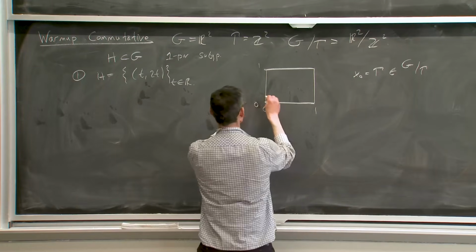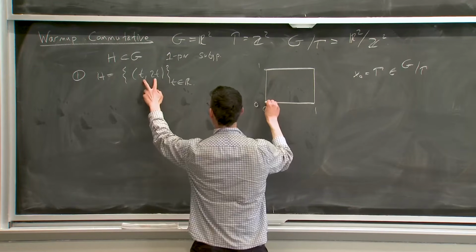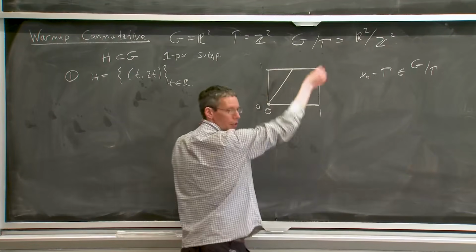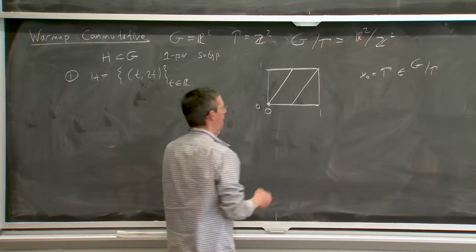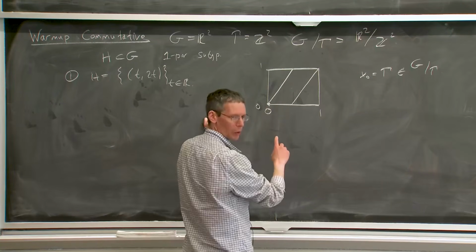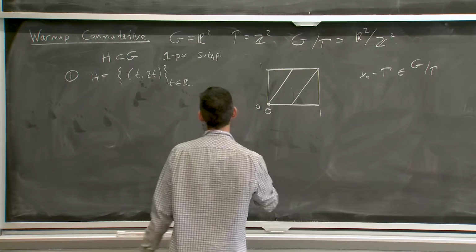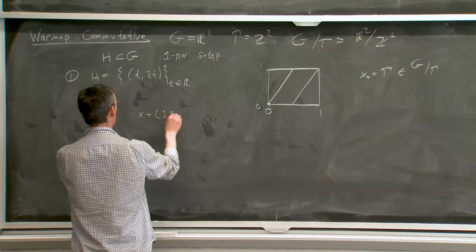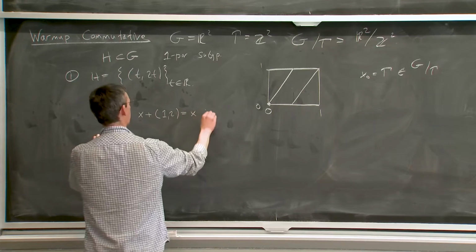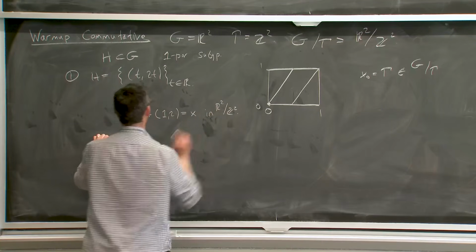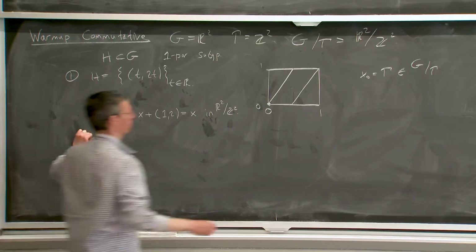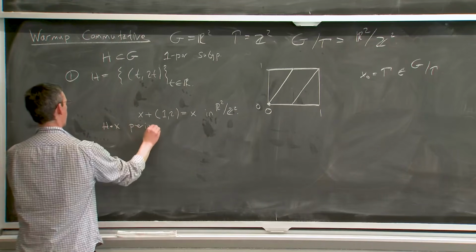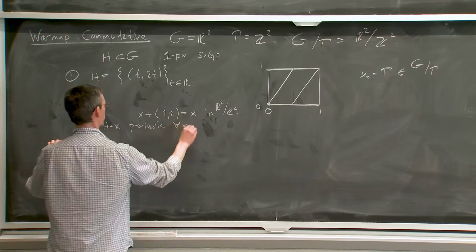OK, so what does the orbit through x_0 look like? Well, it's this line of slope 2. It looks like that. And then it comes back where it started, and it just keeps going like that. Okay. And actually, it's a little harder to draw accurately, but it wouldn't be different if you started at any other point. If you start at any point x, then if I were to add (1, 2), that would be equal to x in R^2 mod Z^2. And so actually, every orbit is periodic. So the conclusion in example 1 is that H dot x is periodic for every x.